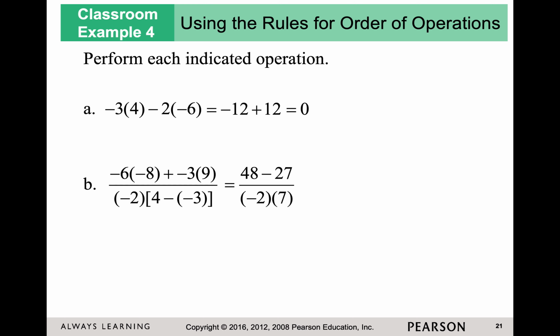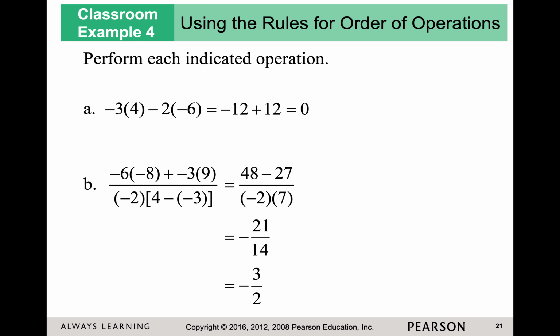Then in part B, same thing applies. 2 negatives make a positive, 1 negative makes a negative. I get negative 21 over negative 14. Why is the negative in front? Because 48 minus 27 is a positive number. But I have divided by negative 14. I don't write the negative 14 in the denominator. I put the negative in front.